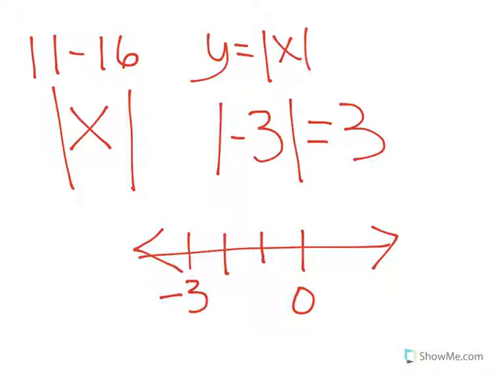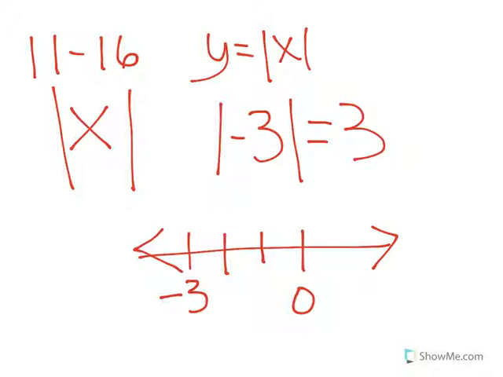Her sister explained that when you find the absolute value of a number, you actually find the distance between that number and 0 on a number line. She used the example, if x equals -7, then the distance between -7 and 0 on a number line is 7 units. So the absolute value of -7 equals 7.